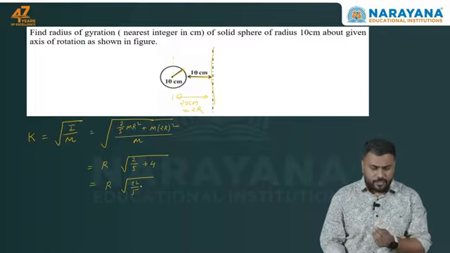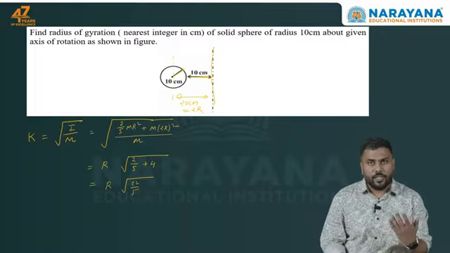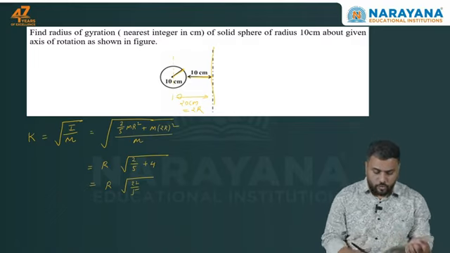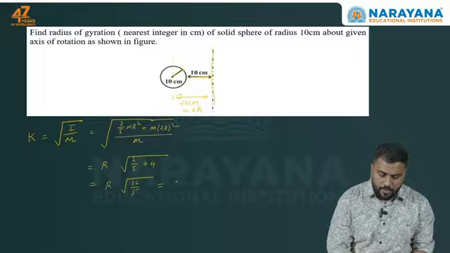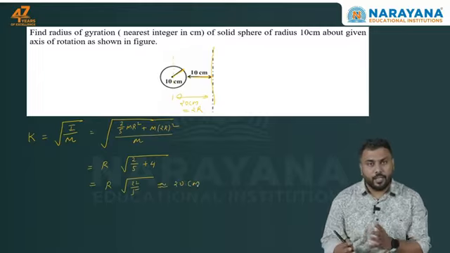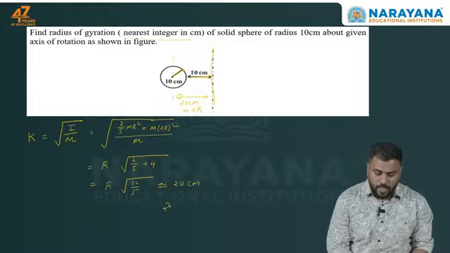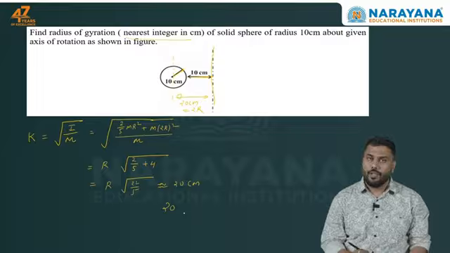22 by 5, if I multiply 2 and divide by 2, is 4.4. Root 4.4 is approximately 2. So that approximate 2 into r is roughly 20 centimeter. It is not exactly 20 centimeter, but the question is asking us to answer in the nearest integer in centimeter. So my answer should be 20. Let's go to the next question.